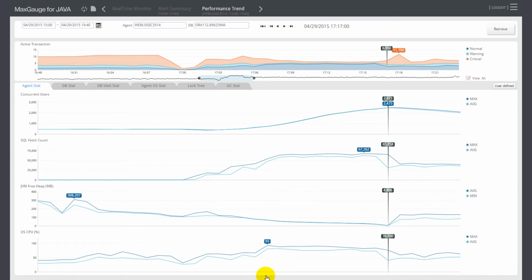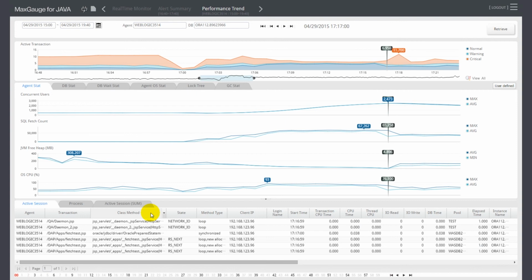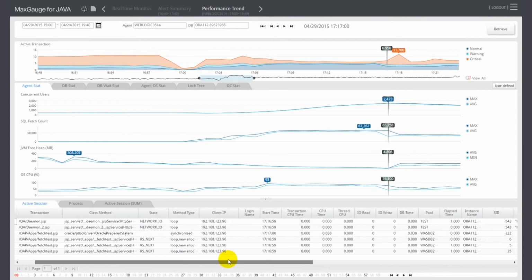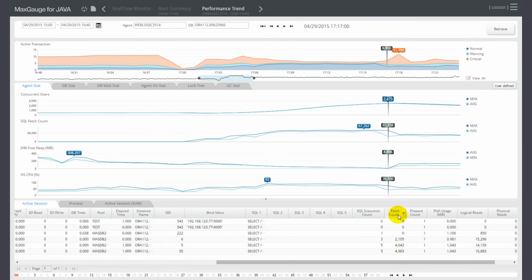By looking at the active transactions executing in that section, class method information, and the source, you can analyze the cause of out-of-memory error.